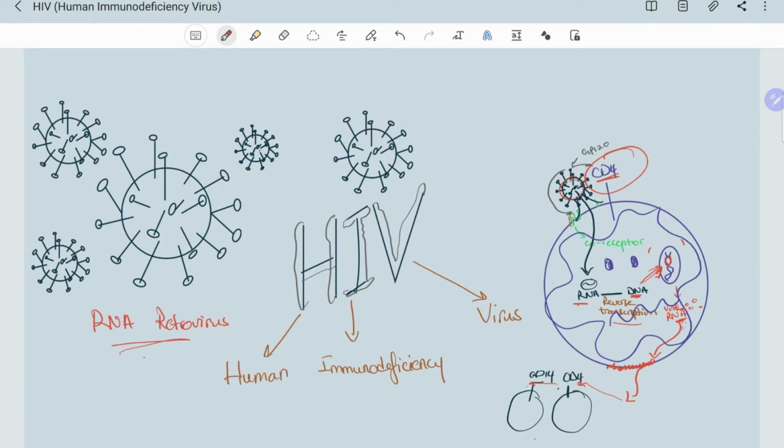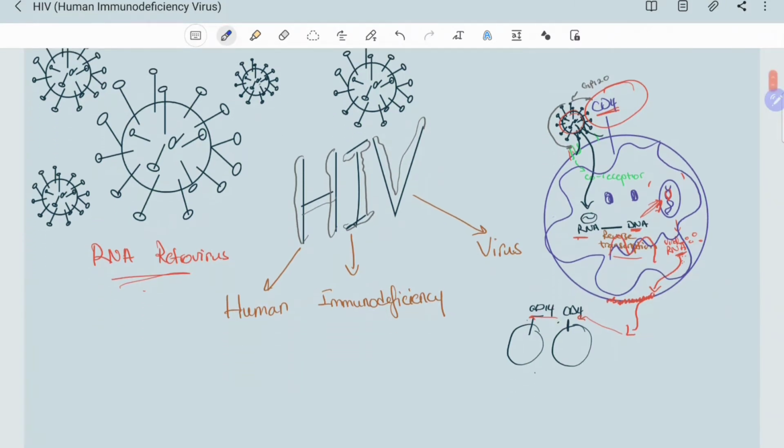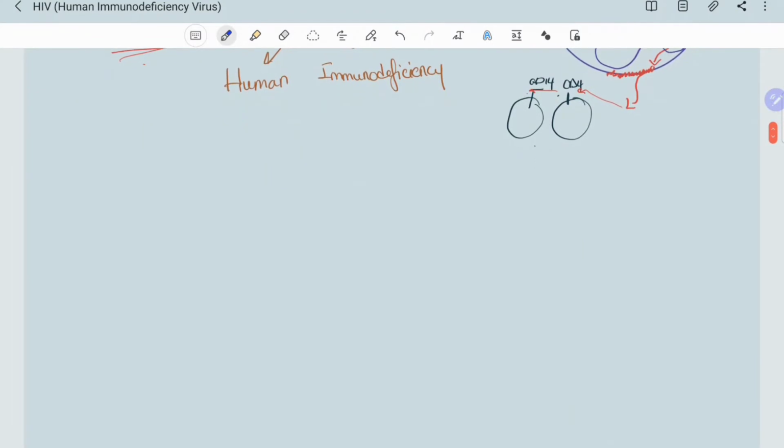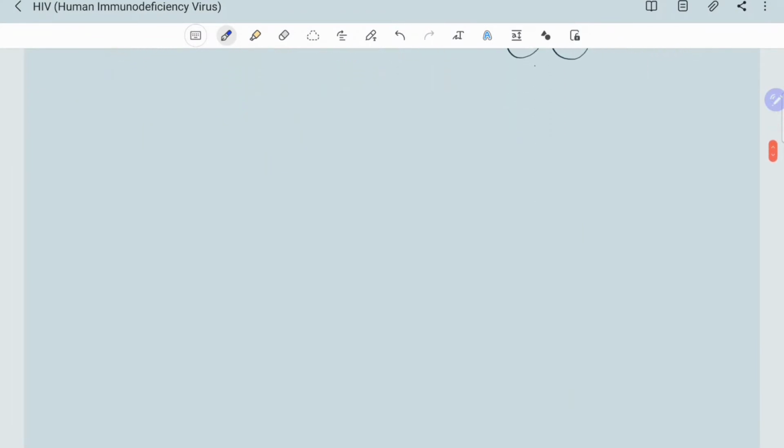So as it leaves the cell, it disrupts the cell membrane, and this leads to host cell death. Now, HIV is transmitted in semen, blood, vaginal fluids, transplanted organs, and breast milk through breastfeeding.